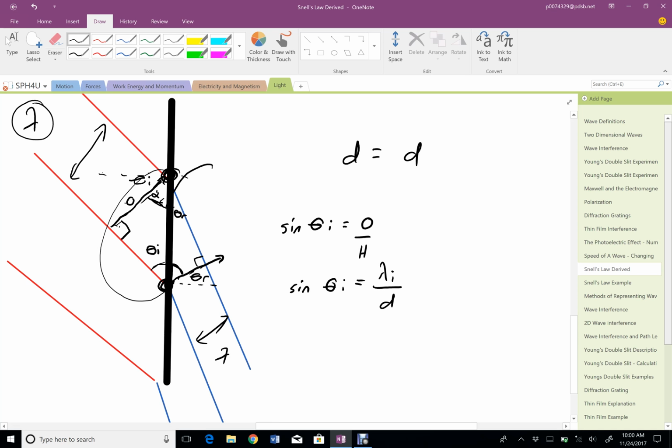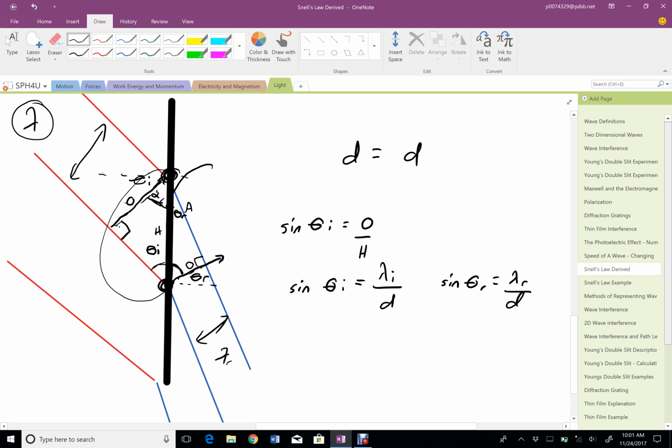Similarly, using this triangle, recognizing that this is the opposite and this is the hypotenuse. Careful here, that is the hypotenuse, this is the adjacent over here. I can say that sine theta r is equal to my wavelength in my refracted medium divided by my distance. This is my wavelength in my refracted medium, and this is the common distance, so that's my sine ratio.